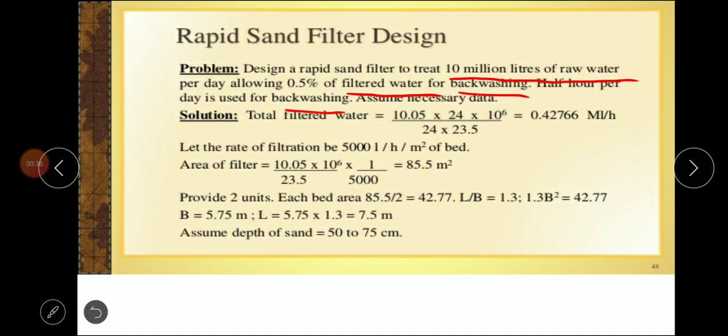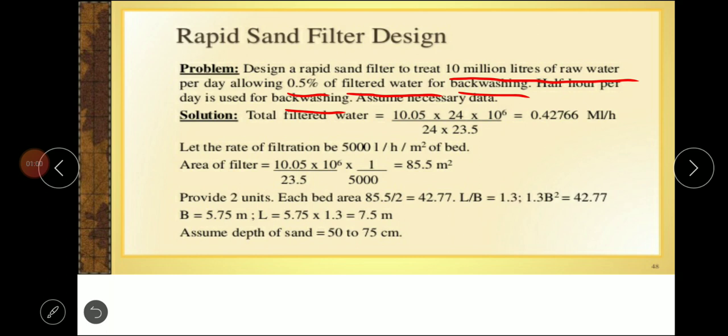Assume necessary data. So here the quantity of water, that is 10 million liters of raw water, is going to be treated, and 0.5 percentage of filtered water is taken for backwashing for a period of half hour per day.